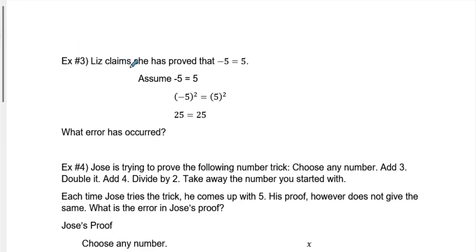Now, Liz claims she proved that -5 equals 5. So if we assume that -5 equals 5, you square both sides, and you properly square -5 by putting it in brackets, and squaring gives 25 equals 25. This is that case of using the conclusion to try and prove our answer.